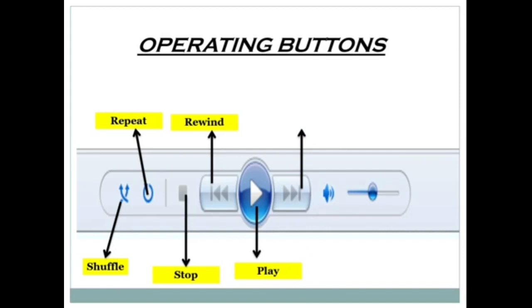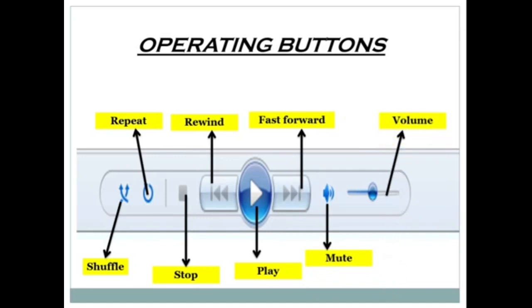The next one, did you see this arrow? This is the fast forward button. If you want to skip the songs, you go for the fast forward button, it moves fast and the percentage will come. The next one you already know. What is that? Mute button. The next one is the volume button.